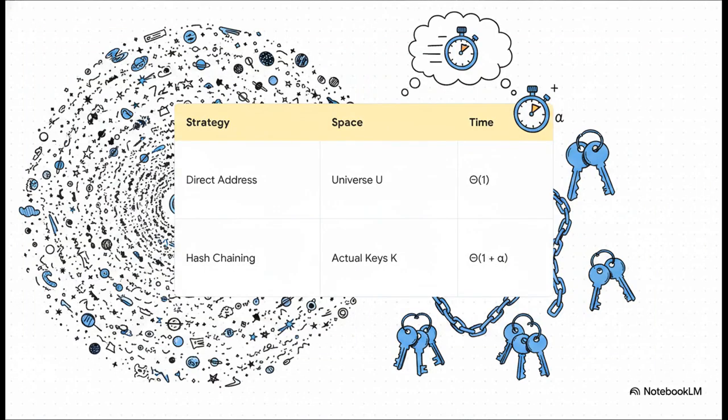So let's bring the whole shebang together and compare our two strategies. The direct address table required an impossibly huge universe of space just to give us a search time of theta 1. But our hash table with chaining totally fixes that space problem. It only uses space proportional to our actual keys. The trade-off? Well, our search time becomes theta of 1 plus alpha. We sacrifice just a tiny bit of speed to save an absolute mountain of memory space. It is a massive win.